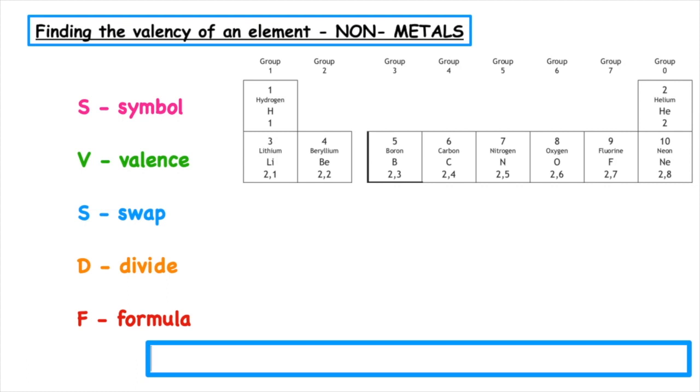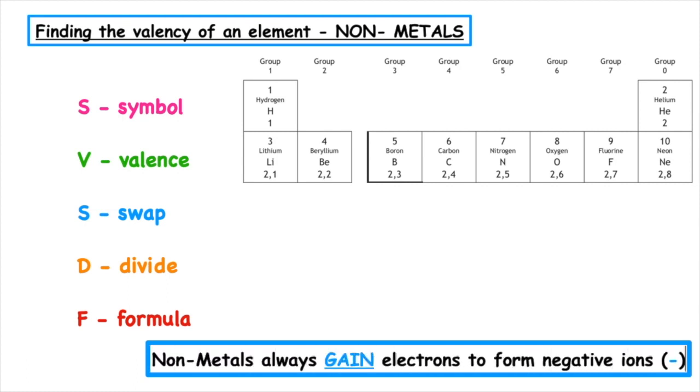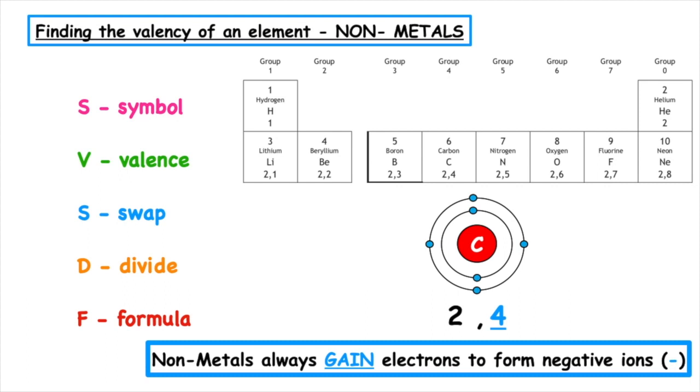Unlike metals, non-metals always gain electrons to form negative ions. Elements found in group 4 have 4 outer electrons in their outermost shell. They need to gain 4 electrons to achieve stability. Elements found in group 4 have a valency of 4.